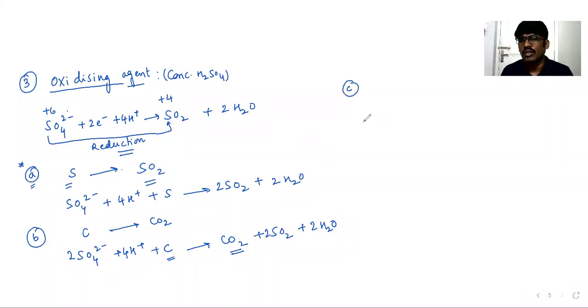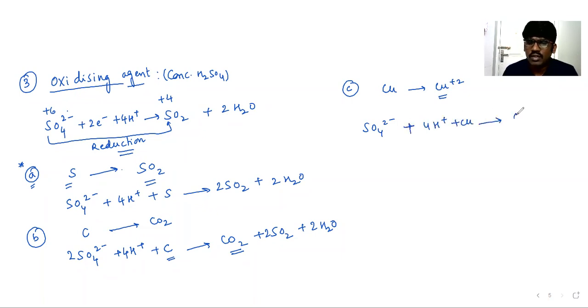Similarly, if you take copper also, copper can be converted into Cu2 plus ion. If you take SO4 2 minus, same reaction, 4H plus, and then Cu, which will be converted into Cu2 plus, and SO2 as well as 2H2O can be taken. So copper can be oxidized to Cu2 plus, carbon can be oxidized to carbon dioxide, and in the same way, sulfur can be oxidized to sulfur dioxide.